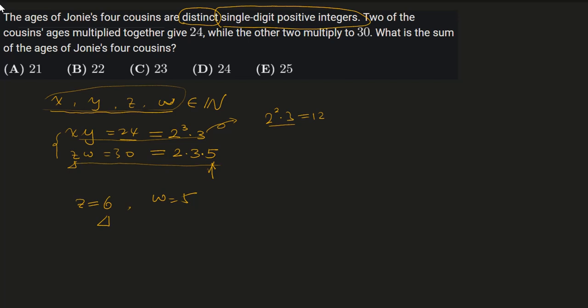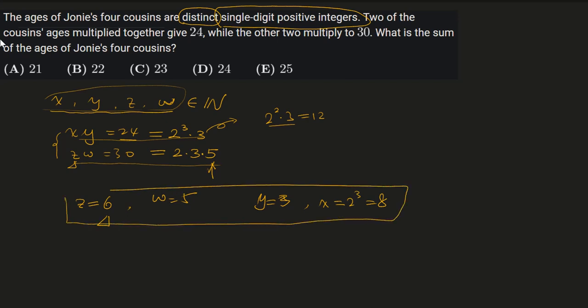Then one of the cousins has to have an age of 3. Then let's say y equals 3. Then the last step will be very easy. x will just equal 2 cubed, which is 8. Therefore, we got the ages of all 4 cousins.